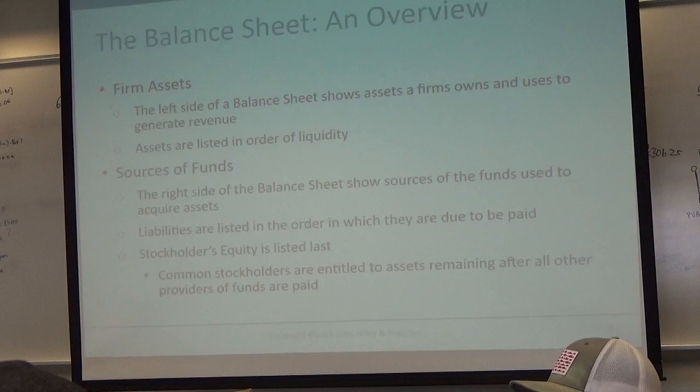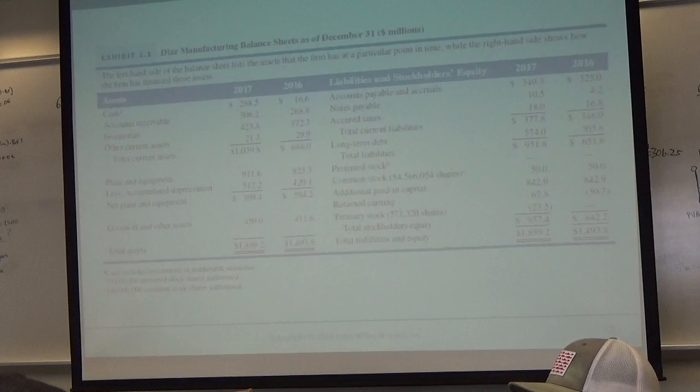Stockholders' equity is listed last, and common stockholders are entitled to assets remaining after all other providers of funds are paid. This is an example of what it would look like, with the assets on the left and liabilities on the right, listed in order.